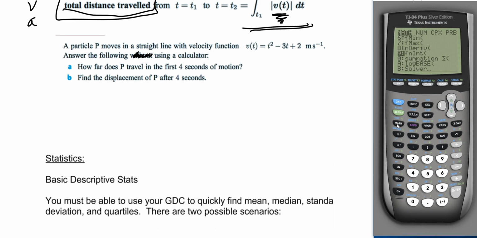Math, F integral. It'll work the second time. The first 4 seconds of motion, so we're going from 0 to 4. I'm going to type my equation, but I have to do this with absolute value. Remember, with this one, I have to use the absolute value.